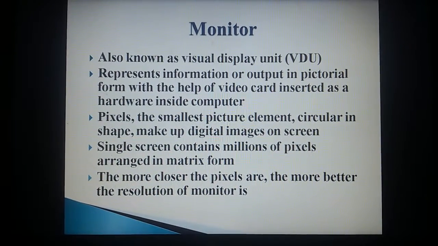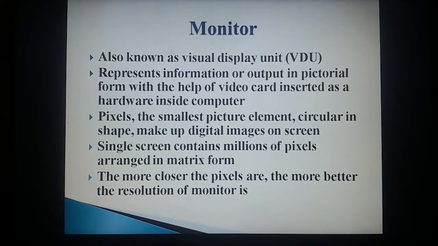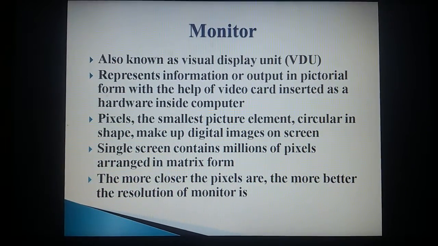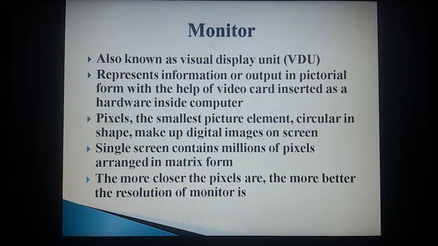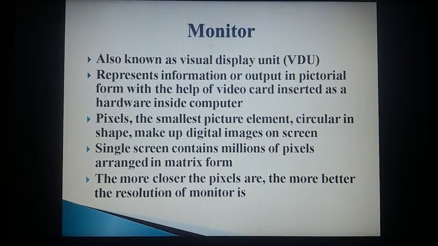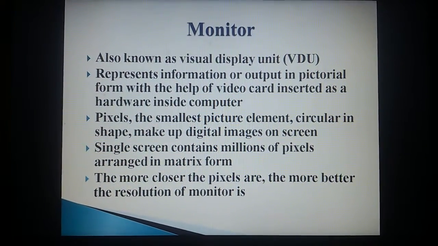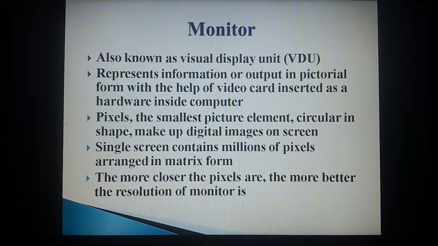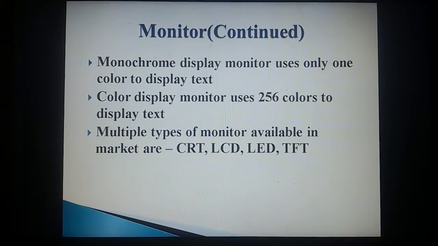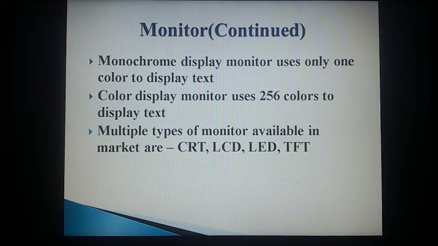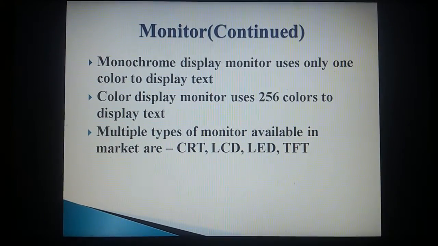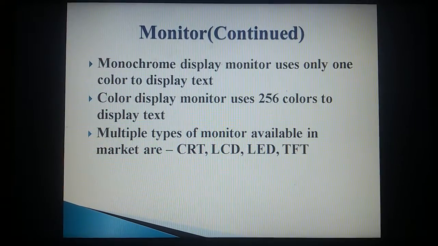Pixels, the smallest picture element, circular in shape, make up digital images on screen. A single screen contains millions of pixels arranged in matrix form. The closer the pixels are, the better the resolution of the monitor is. Monochrome display monitor uses only one color to display text. Color display monitor uses 256 colors to display text.